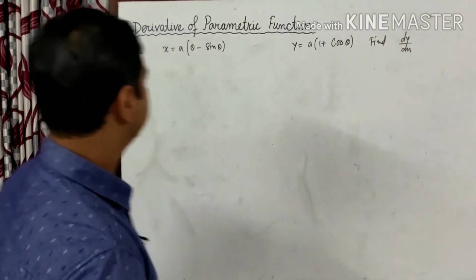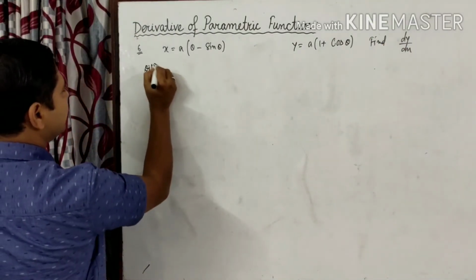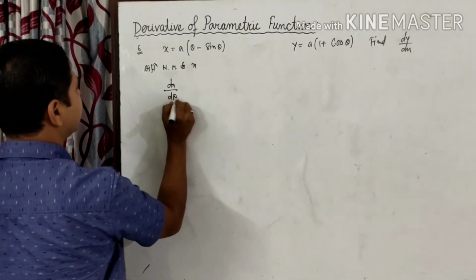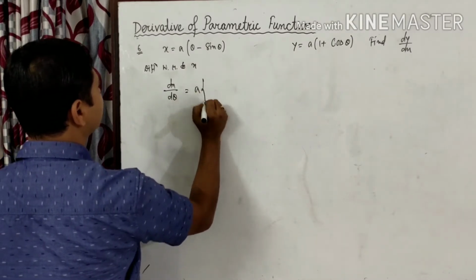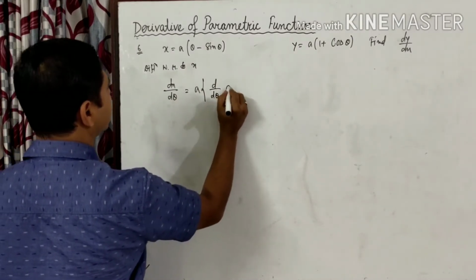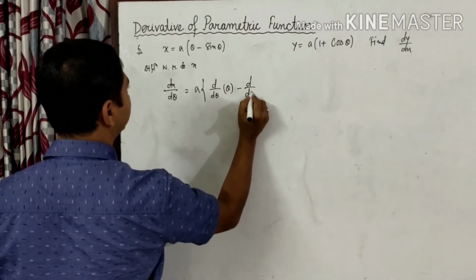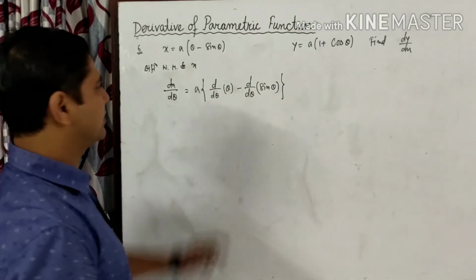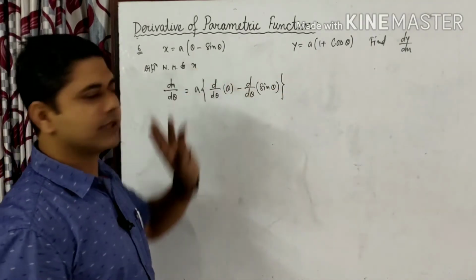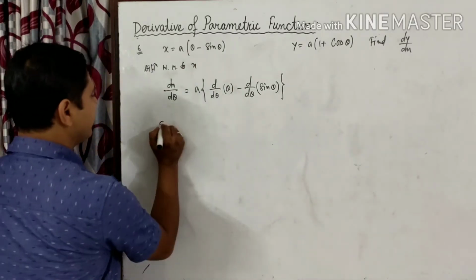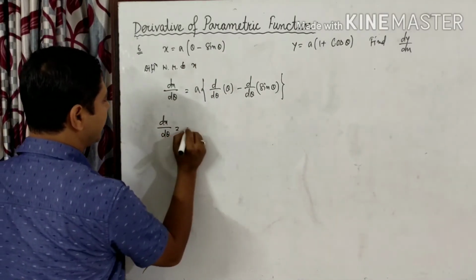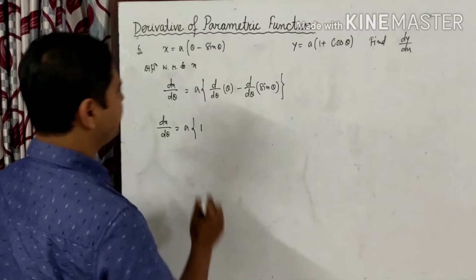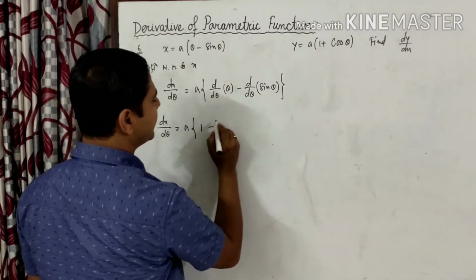To find dy by dx, differentiating with respect to x, we get dx by d theta: a is constant, so it comes outside, and we have to do d theta of theta and next d theta of sin theta, using the property of differentiation, since the two functions are subtracted. Finally, you have dx by d theta equal to a into d theta of theta, which is 1, minus d theta of sin theta, which is cos of theta.